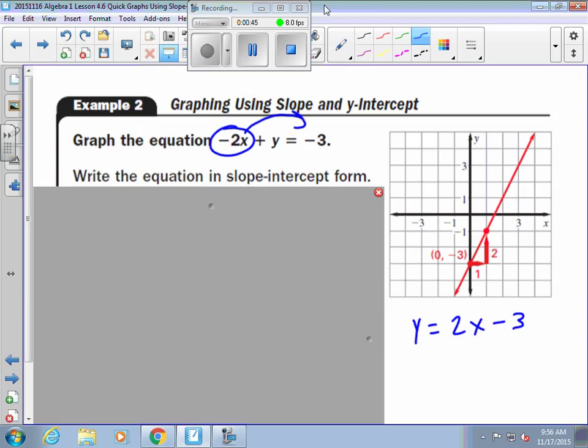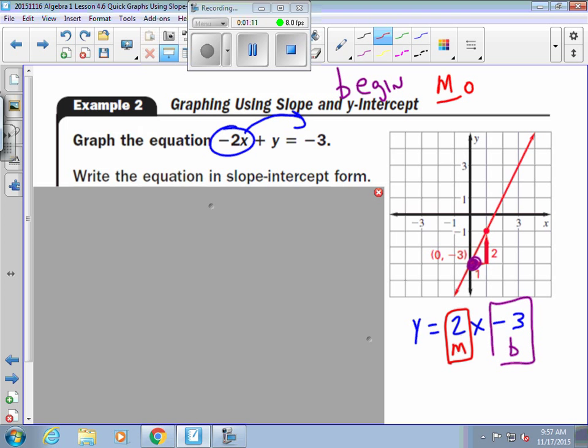So from here, you can see two values. You can see your m value, which is 2, and you can see your b value, which is negative 3. Your b value tells you where to begin. You begin on your y-axis at negative 3, which is this point right here. Your m value tells you where to move.